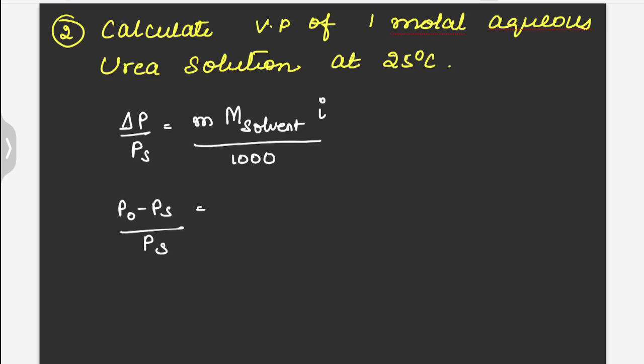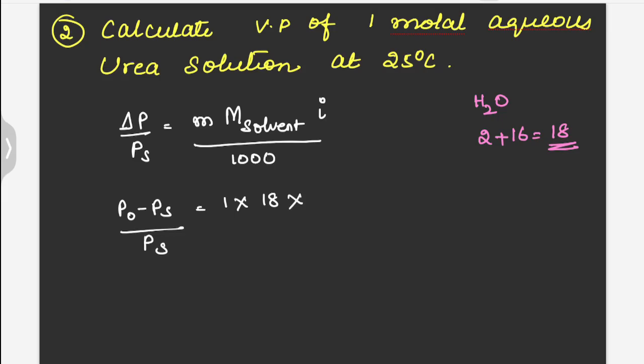What is molality given here? In the question you can see it is 1 molar. So 1 into molar mass of solvent. Here the solvent is aqueous, aqueous means it is water. What is the molar mass of solvent? H2O: there are 2 hydrogens, so 2 plus oxygen is 16, so this is equal to 18. 18 is the molar mass.